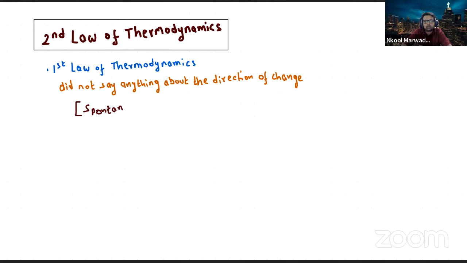When we observe the real world, we see that many chemical reactions are spontaneous in one direction. They will automatically undergo a reaction. Like sodium, when it reacts with water, it automatically reacts with water. It does not need any special condition for that reaction.